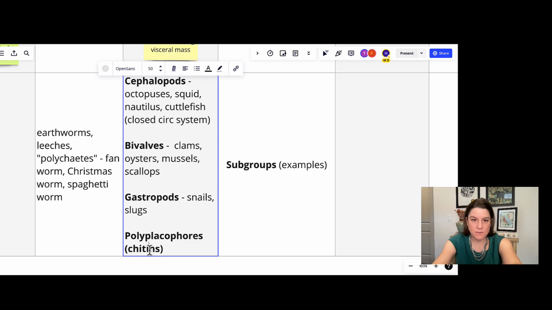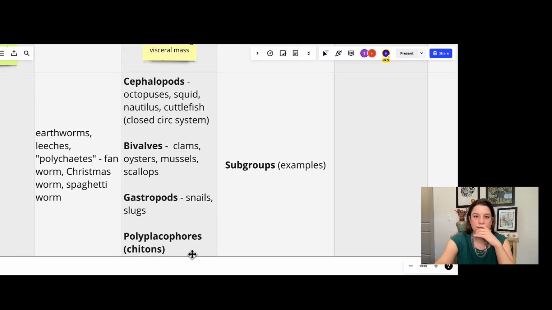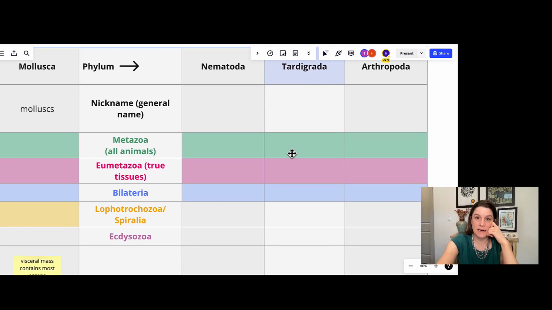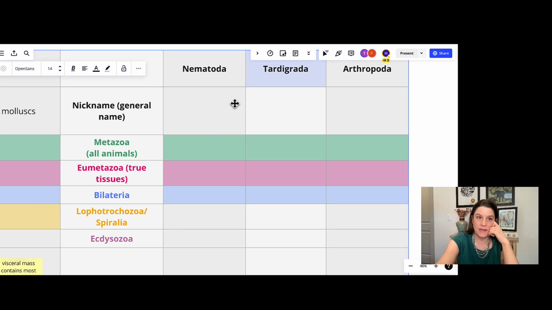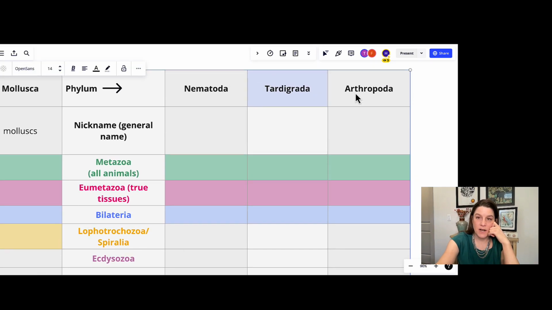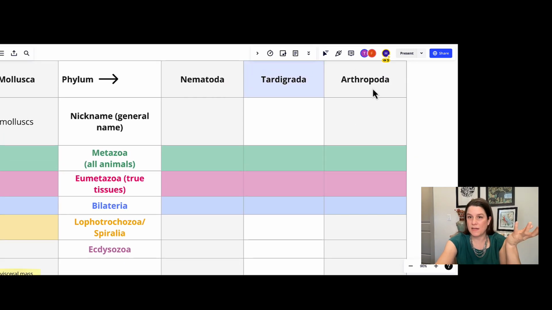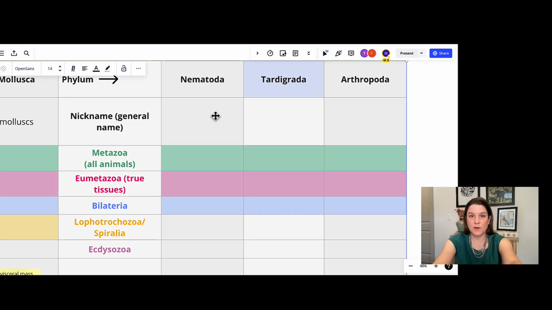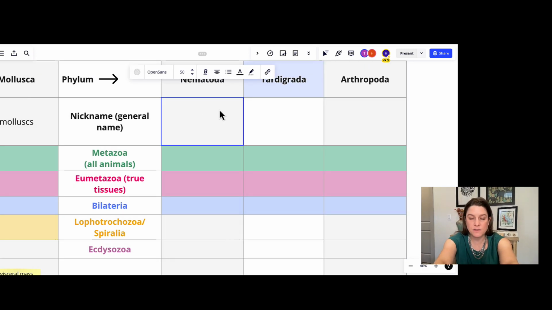Oh, chiton. Sorry, not with an I, with an O. Chitons. Different than chitin, the material that makes exoskeletons. Now we get to the ecdysozoa. That's why these are separated. So we have Nematoda, Tardigrada, and Arthropoda. Arthropoda is the most diverse group of animals by far. But we have the Nematoda, or nematodes. They are also called the roundworms.